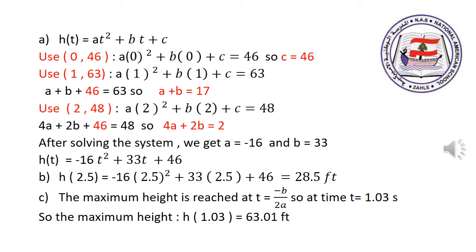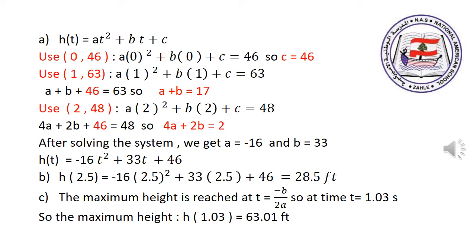Writing the quadratic model of the data means we need to define the equation of this curve. So h(t) = at² + bt + c. To define the real values a, b, and c, we need to write a system of three equations for three unknowns. So by using the previous points, we can write this system. First, use the point (0, 46). We get the equation c = 46.